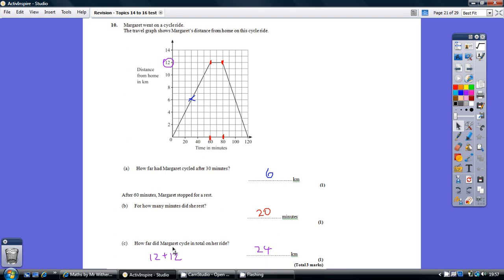Now, how far did Margaret cycle in total on the ride? Well, she went 12 kilometers from home, rested for a bit, then 12 back. So 12 there, 12 back, 12 and 12 is 24.